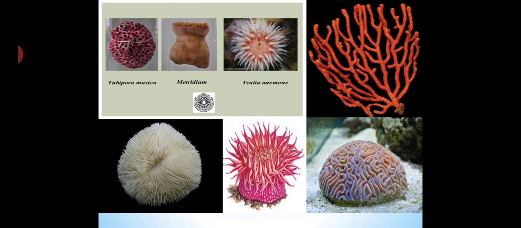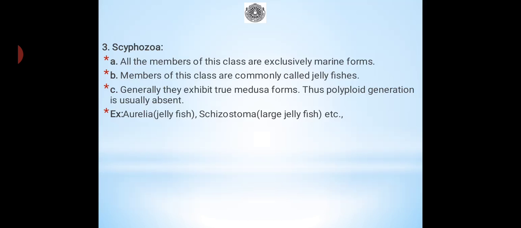So these are the pictures of the different members of this class Anthozoa. The first ones are Tubipora, Metridium, Telia, sea anemone, Gorgonia, Fungia, and sea anemone or Metridium, and brain coral. Coming to class 3, Scyphozoa.